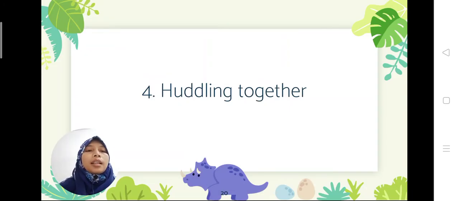Next one is huddling together. So, which animal do you think uses this kind of strategy? They huddle together, they will form a group with so many of the same species. They will huddle, they will hug together. Which is the animal that you think?